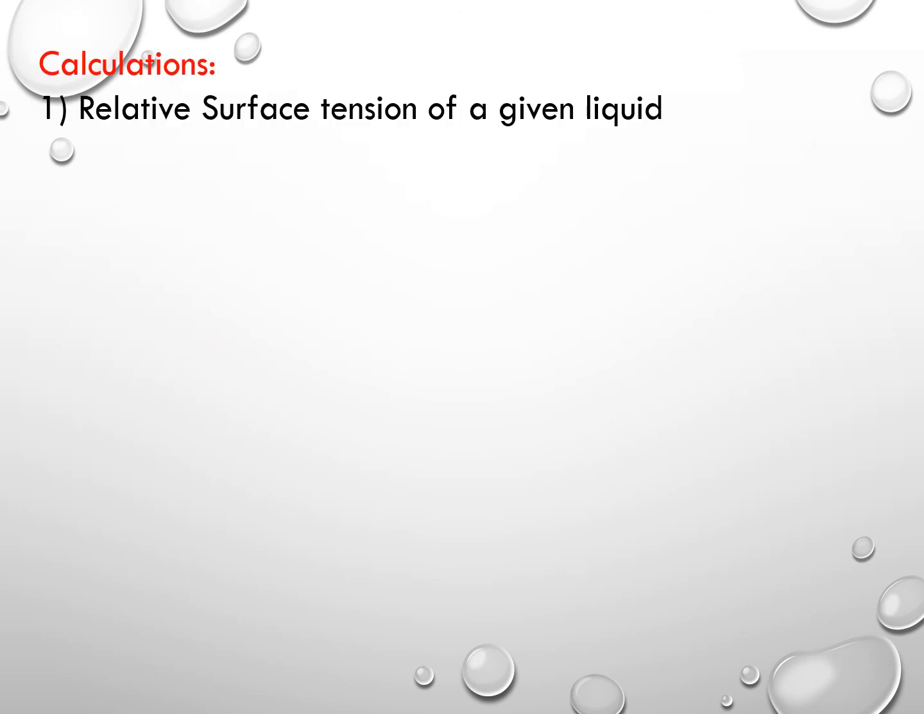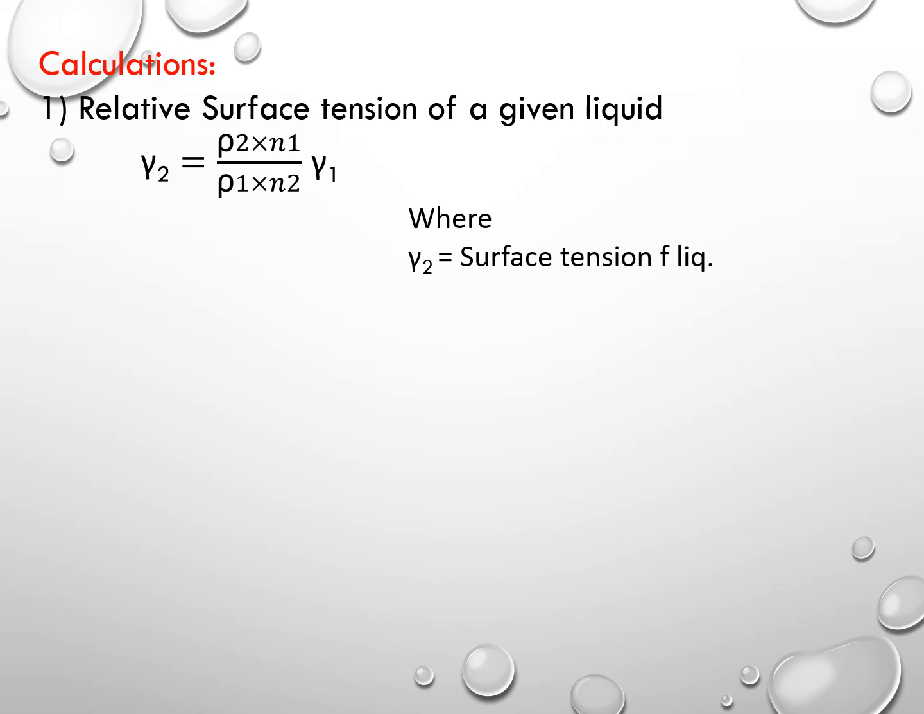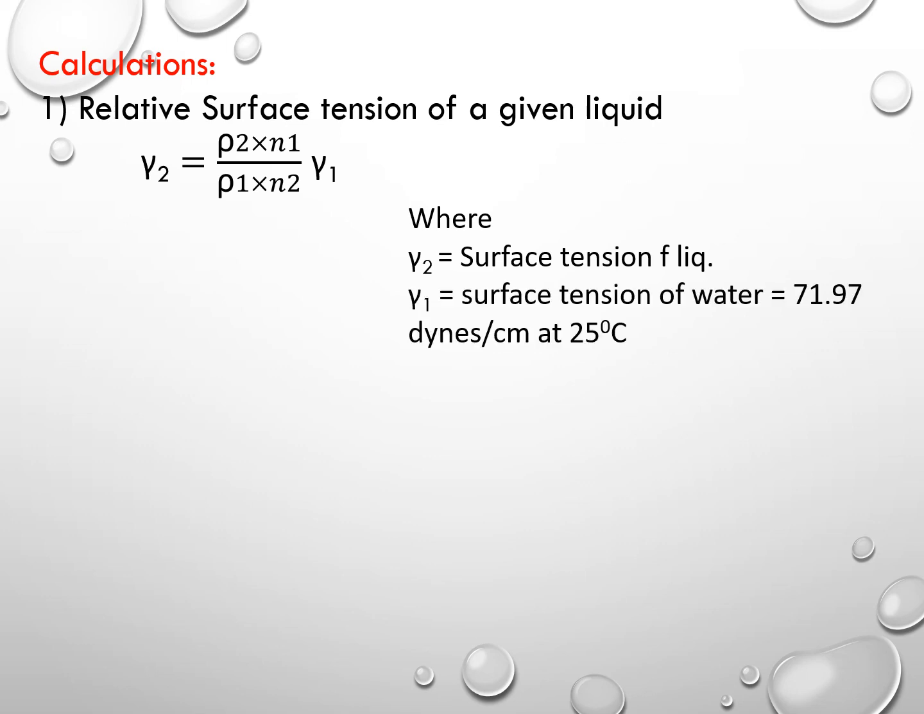Now calculations. Relative surface tension of the given liquid can be calculated by using the formula mu 2 is equal to rho 2 into n1 divided by rho 1 into n2, into mu 1, where mu 2 is the surface tension of the liquid, mu 1 is the surface tension of water, which is 71.97 dynes per centimeter at 25 degrees centigrade.